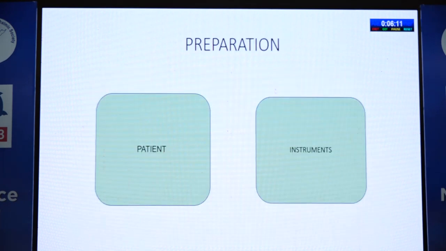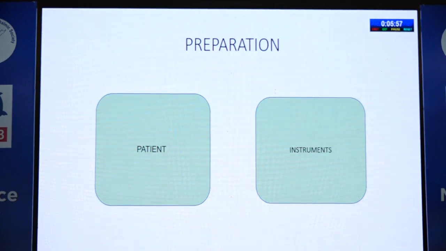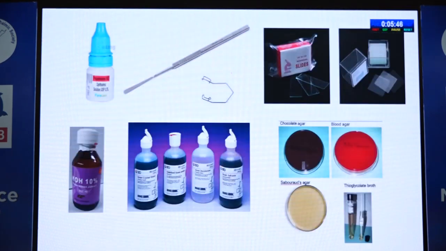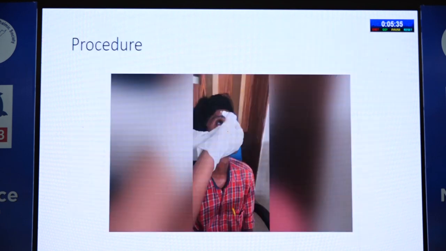Before going to the procedure, it is always better to document the case in the form of slit lamp images and also drawings to know the progression or healing of the ulcer. We should also counsel the patient regarding the need for the procedure and the steps, so that it avoids unnecessary anxiety, and we should be ready with all the instruments required. So we need proparacaine, Kimura spatula, number 15 blade, eye speculum optional, slides, cover slip, 10% KOH, gram stains and culture media. So this is a video showing the procedure.